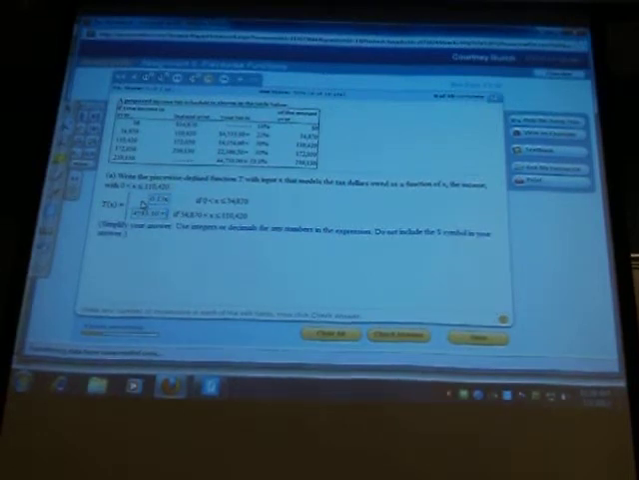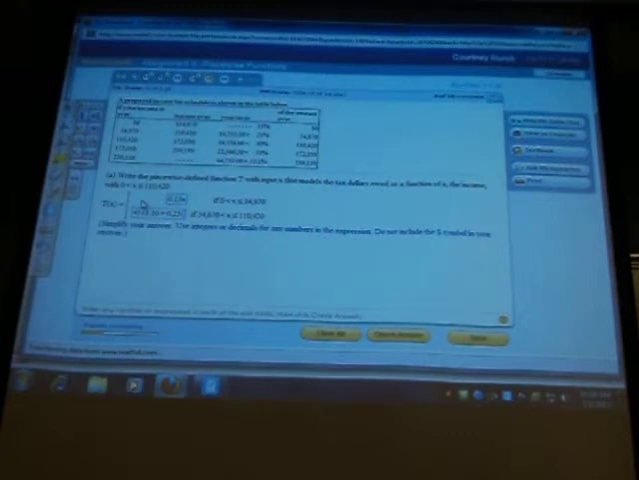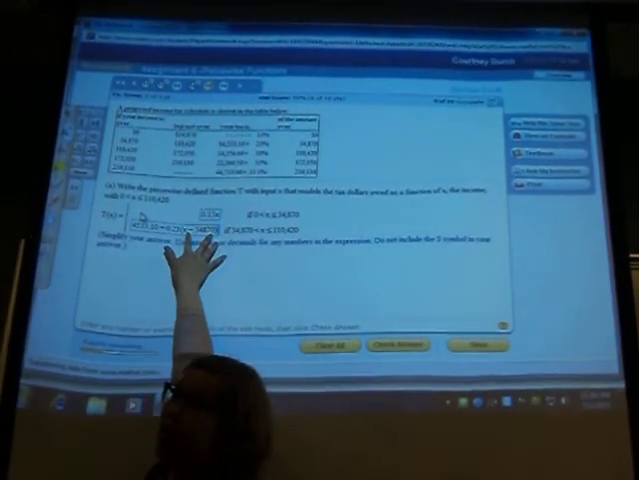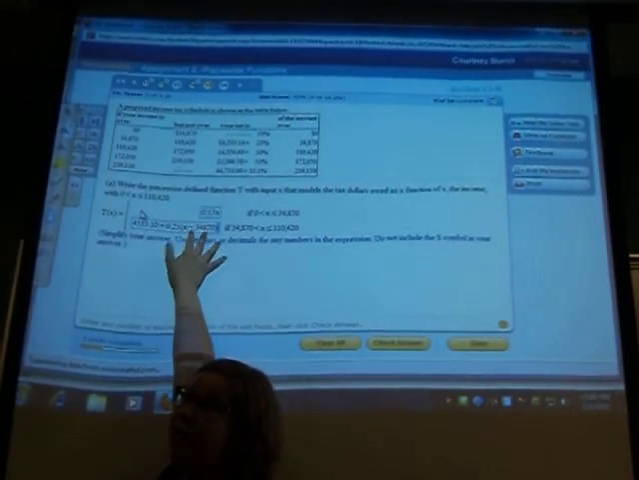plus 23% of the amount over. Remember, to get the amount over, you subtract. You do x minus 34,870. Okay, so I pay this amount plus 23% of the amount over this. You get the amount over by subtracting it.